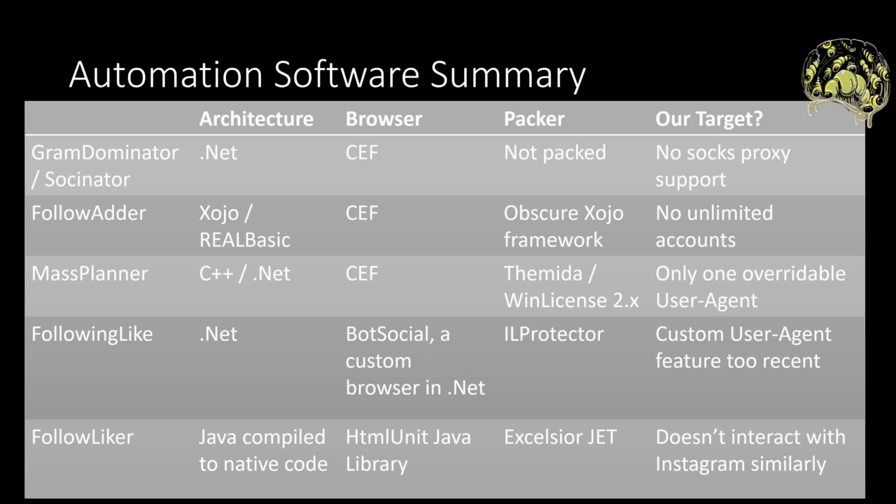we didn't mention many of them. But this table serves as a summary where you have the architecture of how it works, the embedded browser that they use, and whether it was packed or not. So you can see that almost all of them were packed except one. And was it our target?